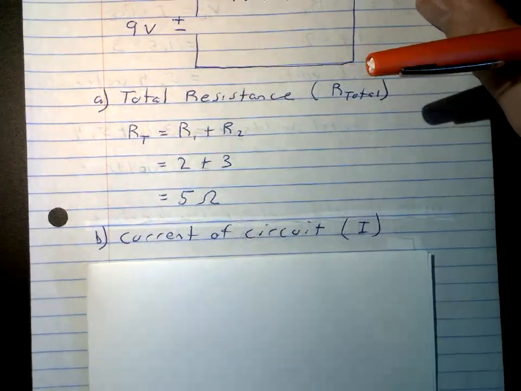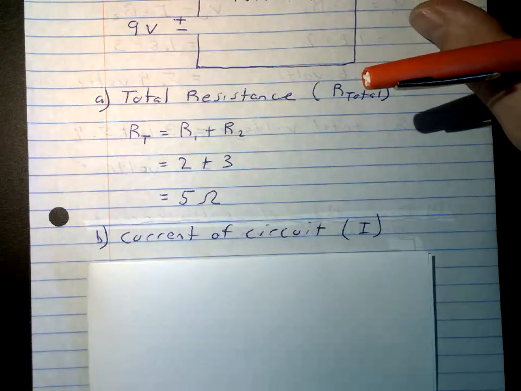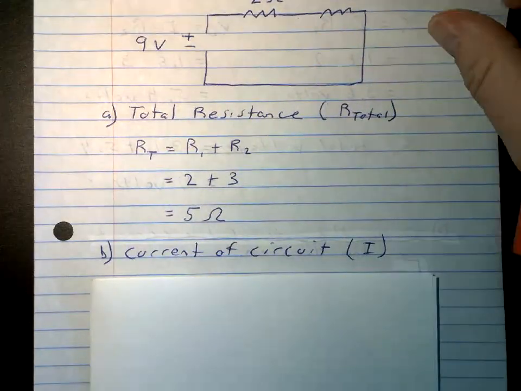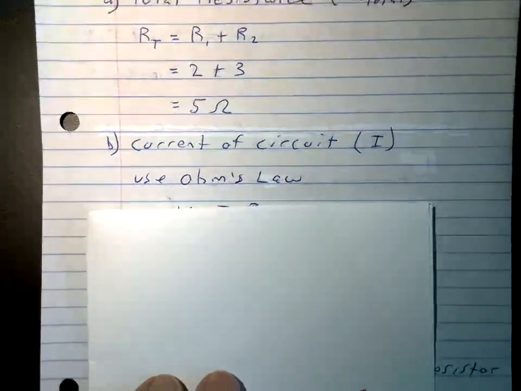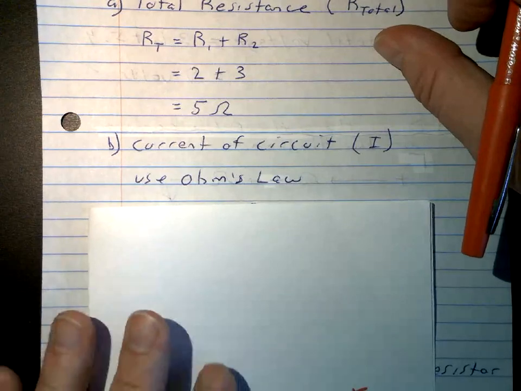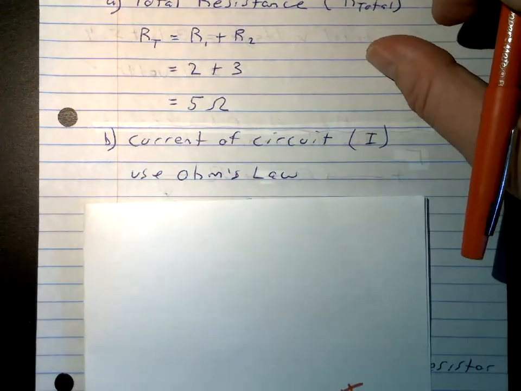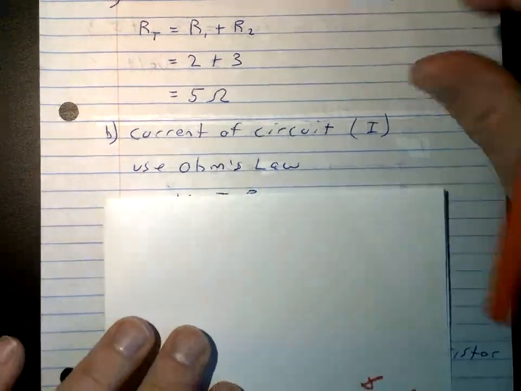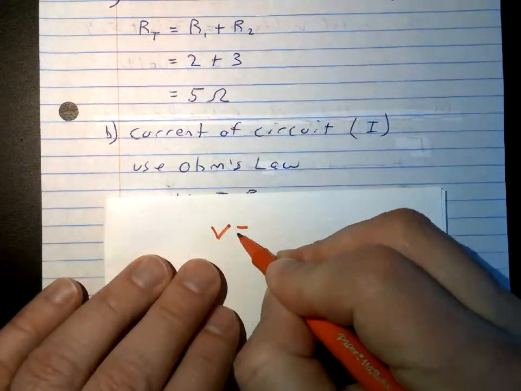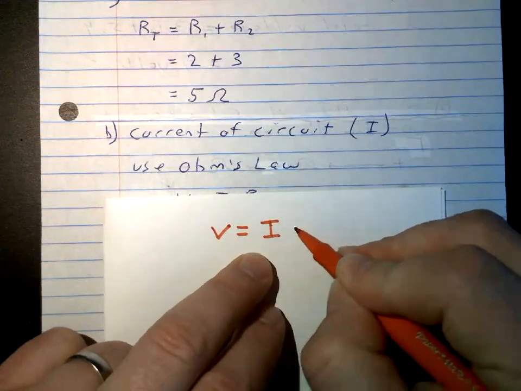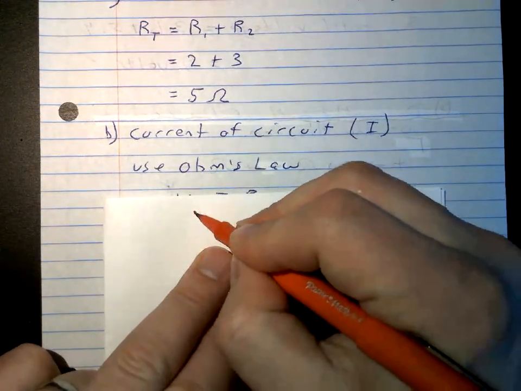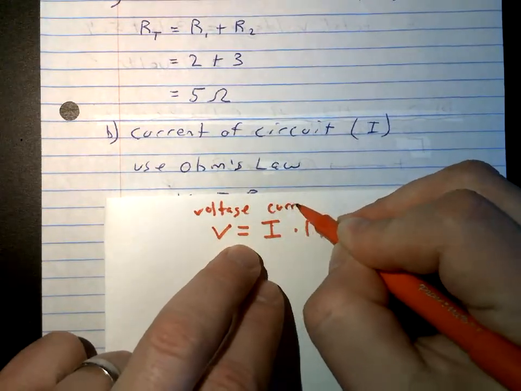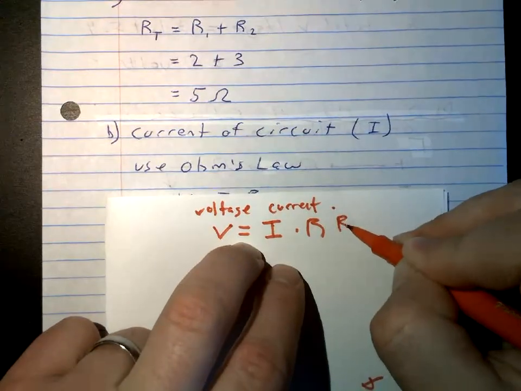What if we want to find the current? The current of the circuit. So the current is the flow of electrons through around. And so what you're going to do now is use what we call Ohm's law. Ohm's law is a mathematical representation. It takes your voltage equals the current times the resistance. So this is voltage, this is the current, and this is resistance.